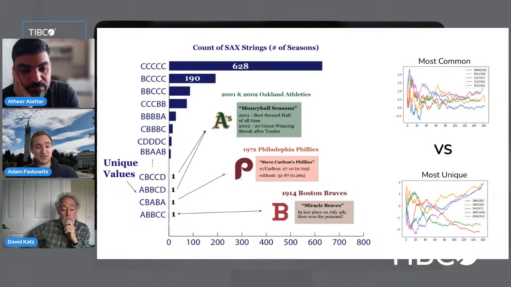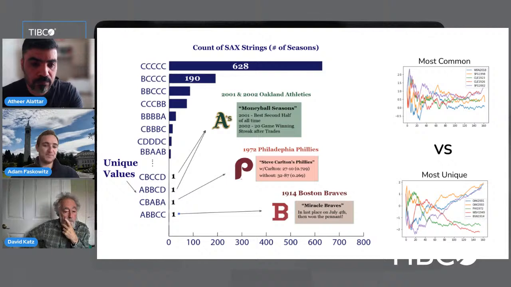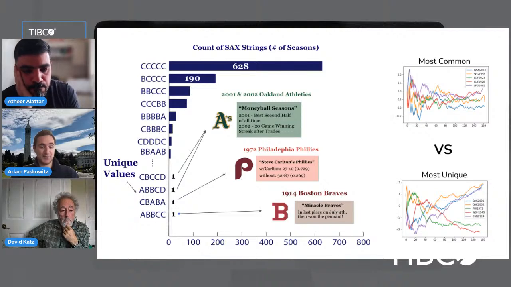Then there was the 1972 Philadelphia Phillies. This is a pretty interesting one. When Steve Carlton, who is one of the five pitchers you might see pitch in rotation, played, they were 27-10, so 27 wins and only 10 losses, a win percentage of 73%. Without him, they only won 32 games versus 87 losses. So around the same amount of wins, there's a difference of about 70 losses and only about a 27% winning percentage. So a pretty interesting case there.